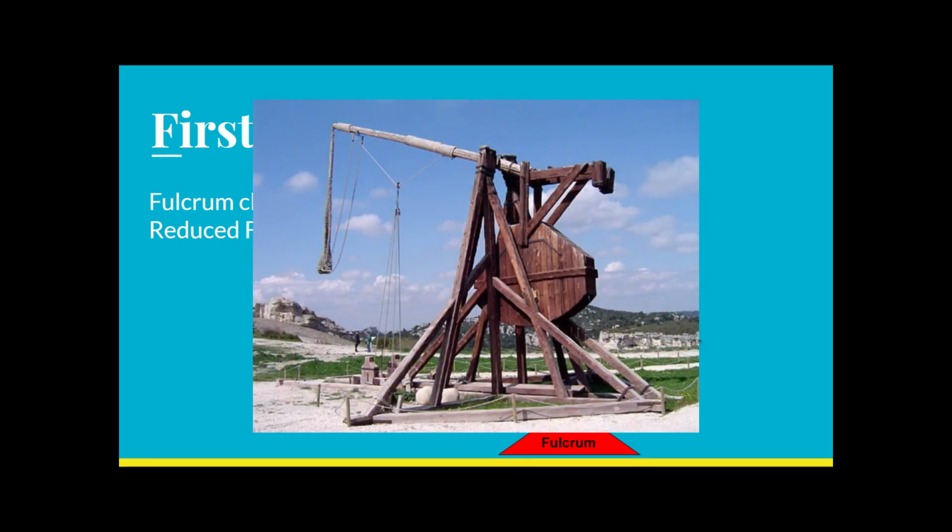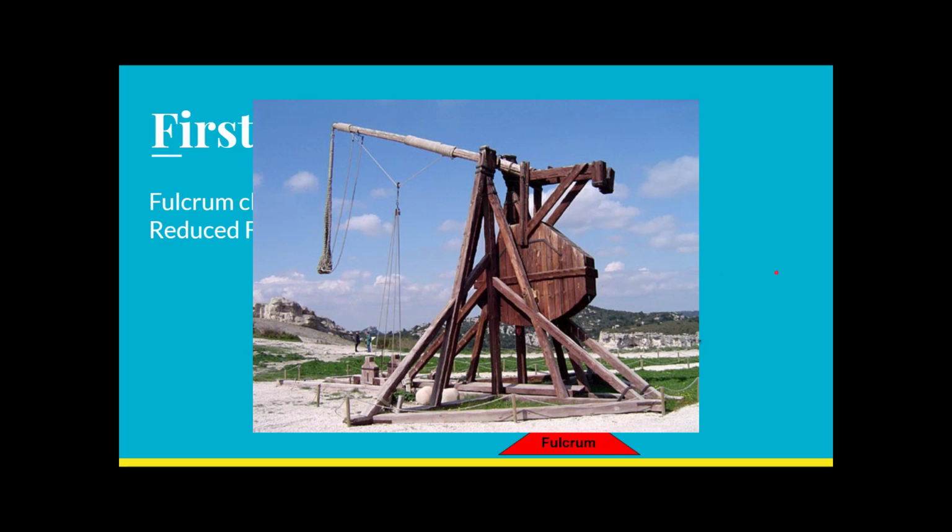A trebuchet is an example where the fulcrum is right here, and there is a large amount of weight right here on the input end, and a much smaller amount of weight here on the output end. So when this trebuchet is released, this end is going to move a very short distance. It's just going to go from here down to about here. Meanwhile, the output end is going to swing all the way across, and that's going to make this projectile move very fast so the trebuchet can throw it very far.